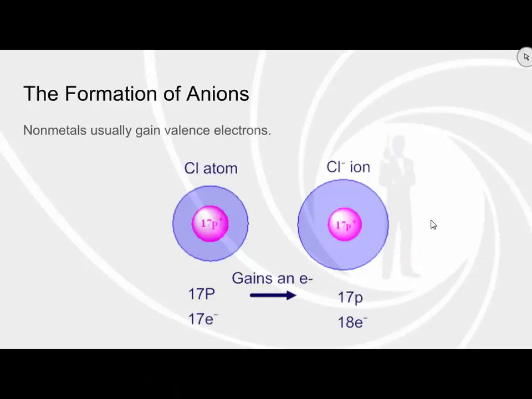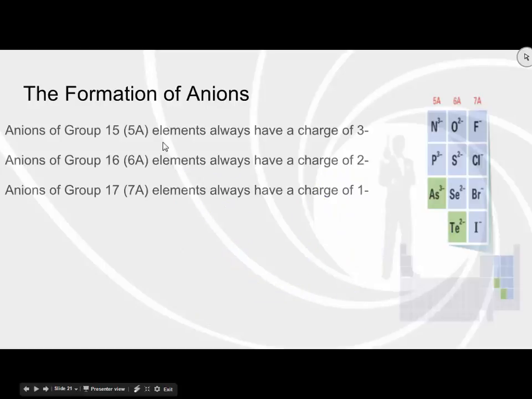Anions are going to form by gaining extra electrons. An example is chlorine here. It has 17 protons, 17 electrons. Chlorine is going to gain 1 more electron and become 18 for its total, and it will become a -1 ion. Usually group 15 are always going to have a charge of -3, anything above the stair step. Group 16, oxygen's column, again above that stair step, they're going to be -2s. And group 17 are usually going to be -1s.